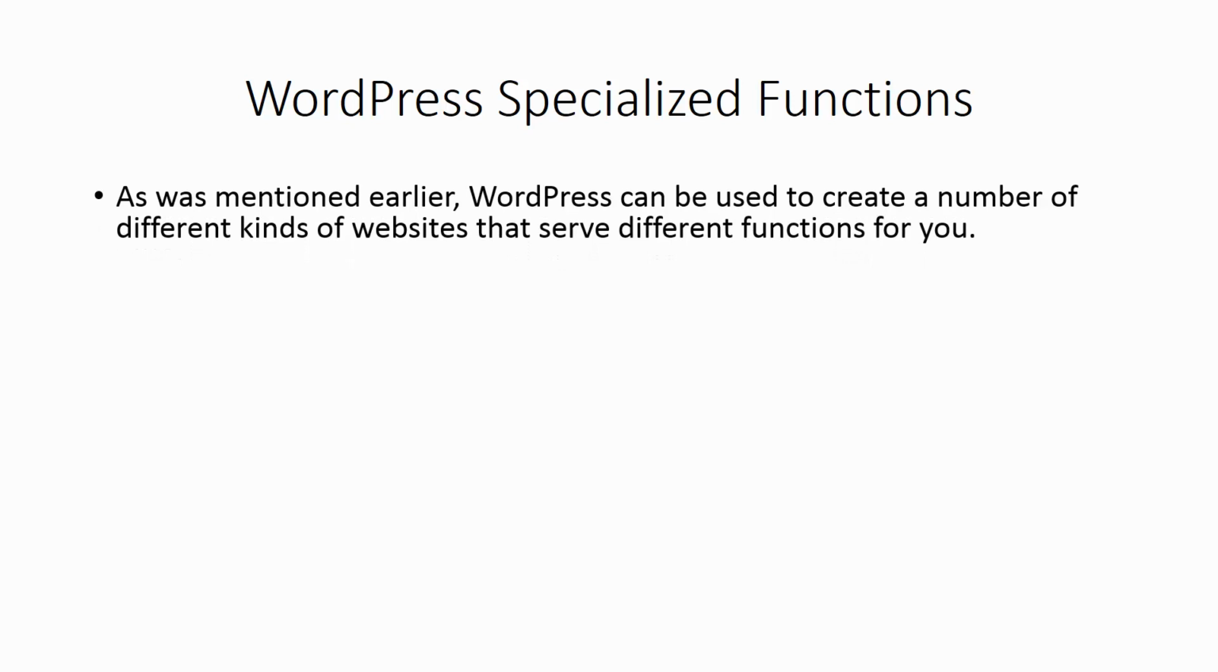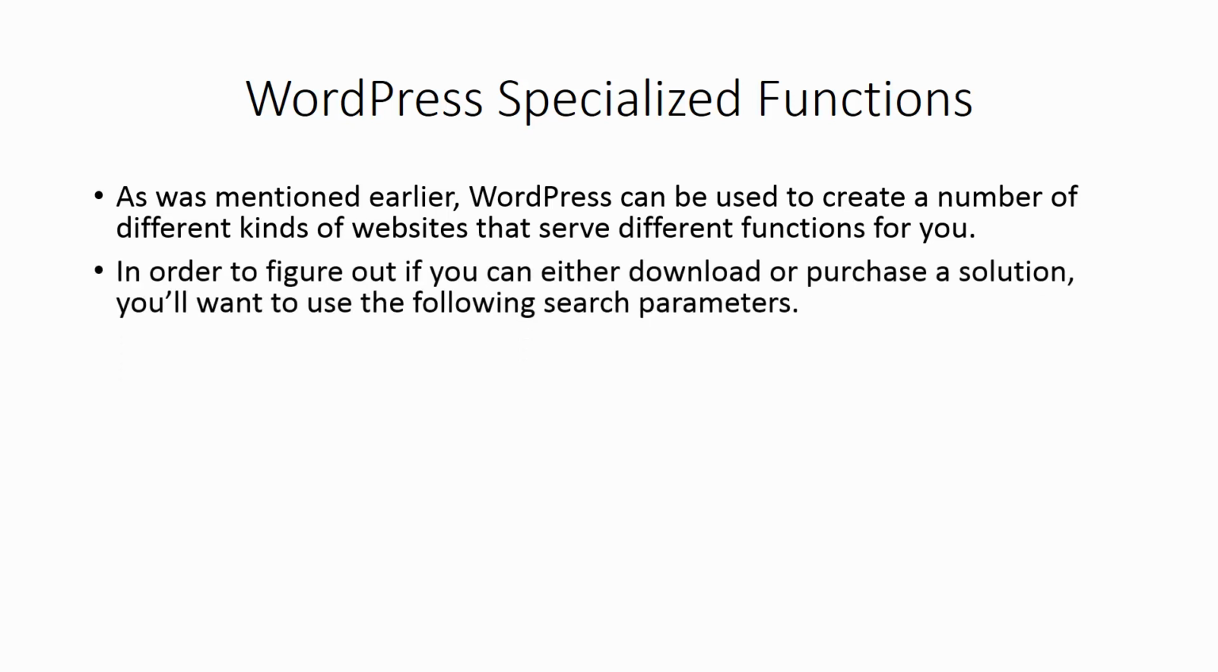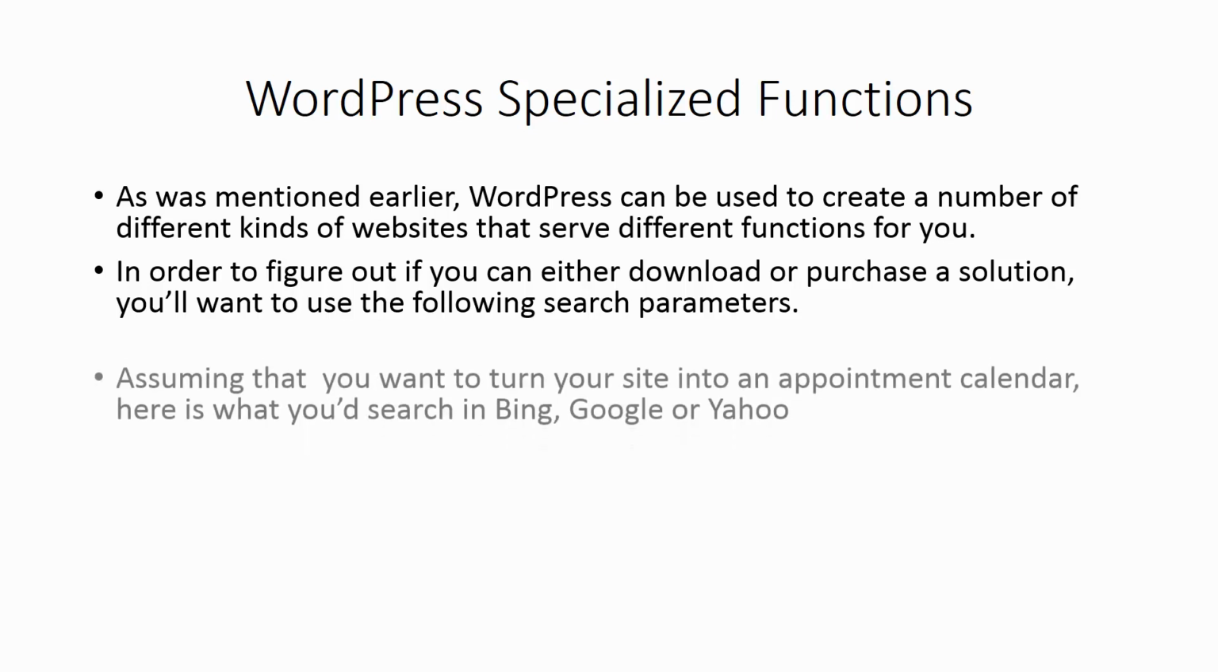Welcome back. Now in this video, we're going to be discussing some of the specialized functions inside of WordPress. As was mentioned earlier, WordPress can be used to create a number of different kinds of websites that serve different functions for you. In order to figure out if you can download or purchase a solution, you'll want to use the following search parameters.